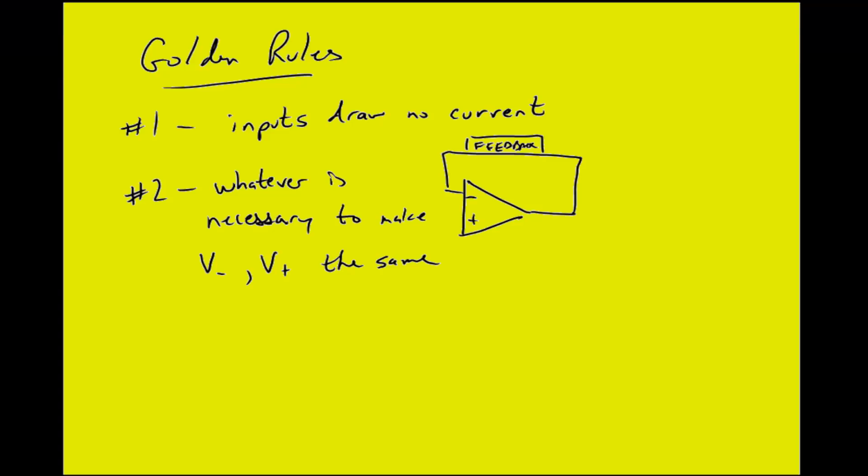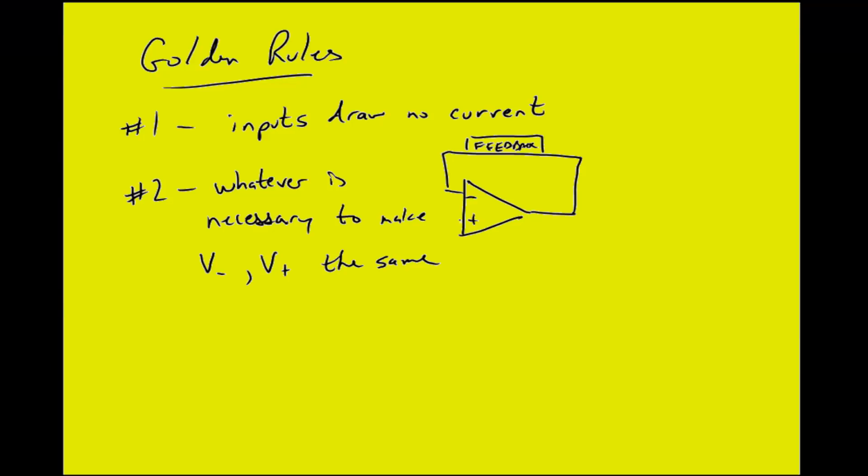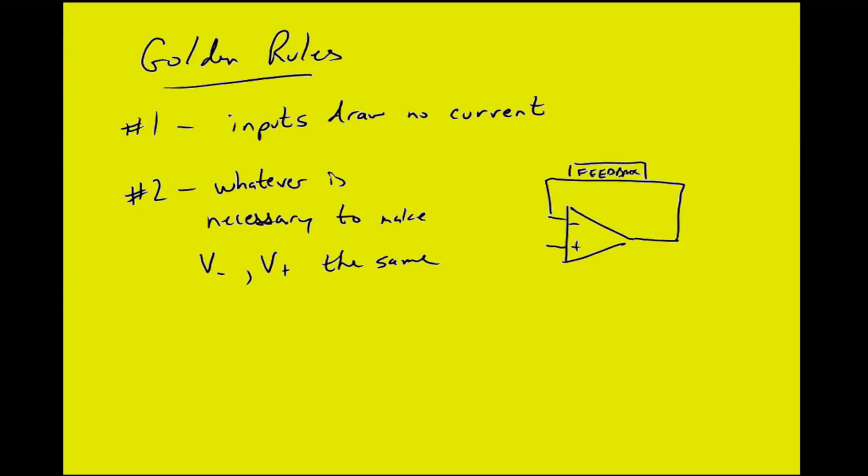Now, why would that be? Let's say that we have an op amp as shown, and we have an input V plus going in and an input V minus going in. There, I've magically reconfigured it for you. So let's say that V plus is a little bit more than V minus.